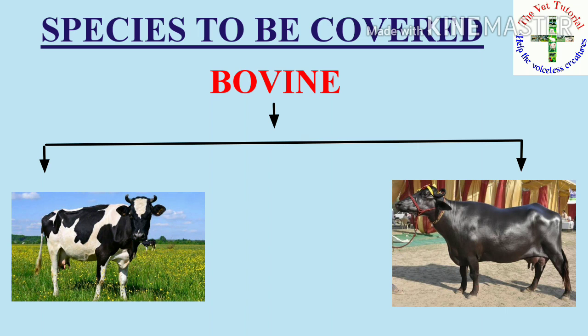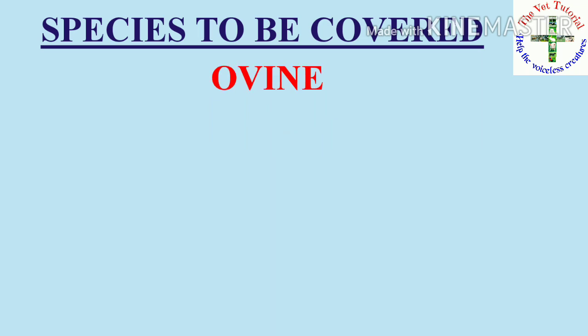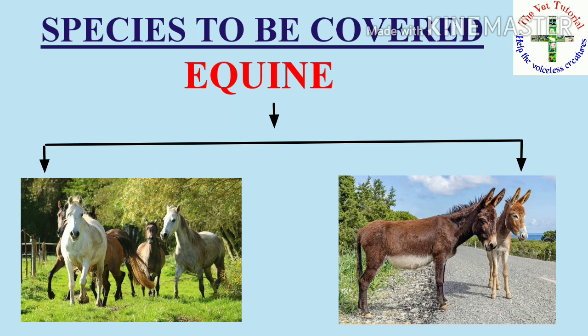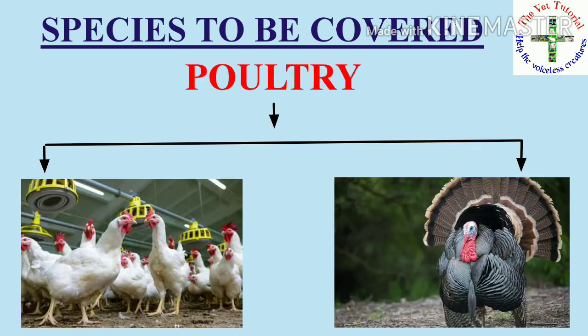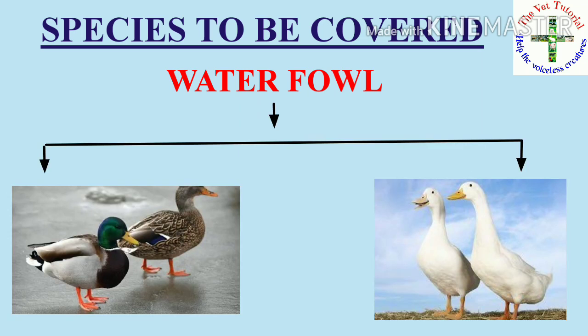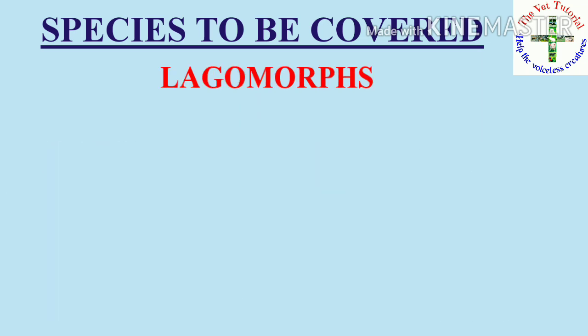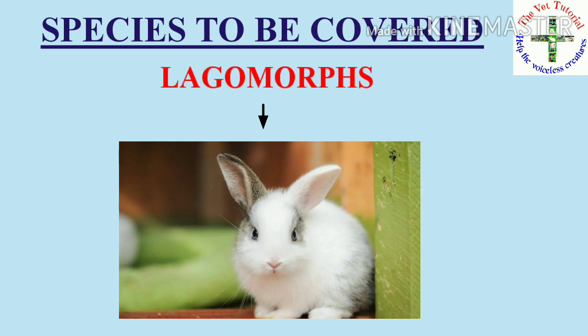The species to be covered in this video are bovine, which includes cattle and buffaloes, ovine, which includes sheep, caprine, which includes goat, porcine, which includes pig, equine, which includes horses and asses, poultry, which includes chickens and turkeys, then waterfowl, which includes duck and geese, then legomorphs, which includes rabbit.